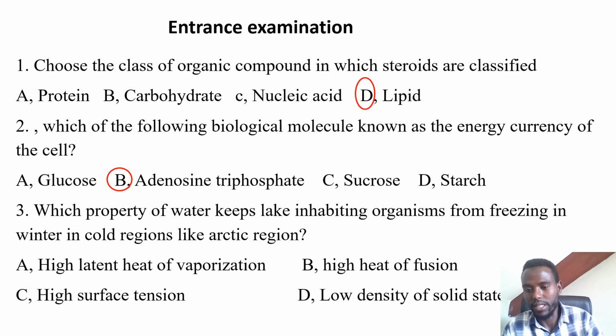Adenosine triphosphate. Adenosine triphosphate is the energy currency of the cells. When we come to question number 3, which property of water keeps lake inhabiting organisms from freezing in winter in cold regions like Arctic regions?